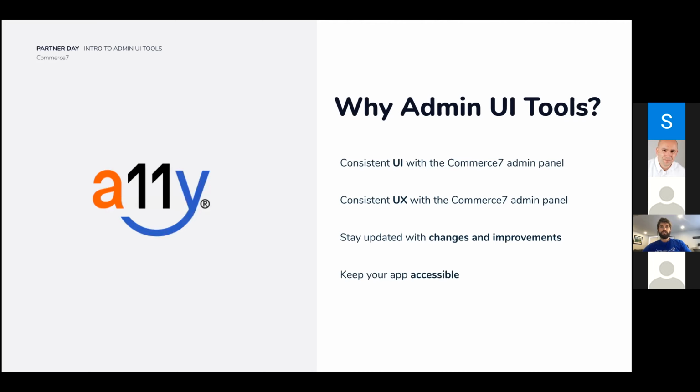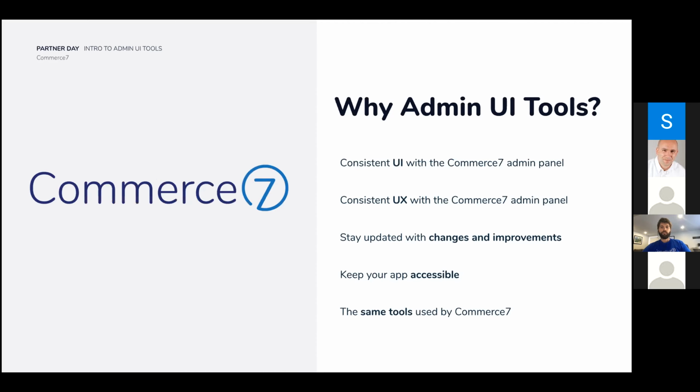Accessibility is one of the most important aspects of front-end development. Our admin UI tools will strive to achieve the highest level of accessibility, including color and contrast, alternative text, and proper focus control. And finally, these are the same components we use inside Commerce7. You can trust that we've taken the steps to test and ensure we're getting the most out of each component.